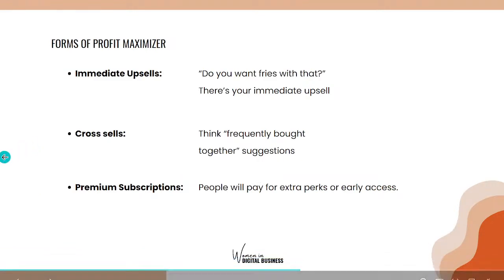So forms of a profit maximizer could be immediate upsells, just like the fast food industries. Would you like fries with that? That's immediate. You've got cross sales. Amazon does this brilliantly. Customers that bought this, bought that. So think frequently bought together suggestions, Amazon.